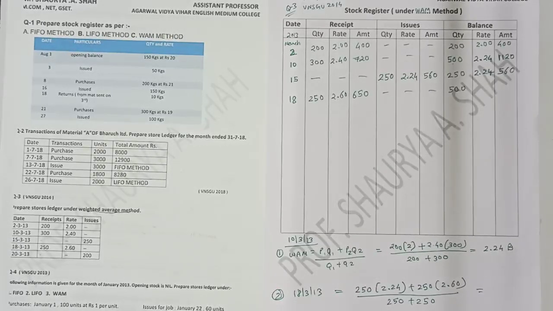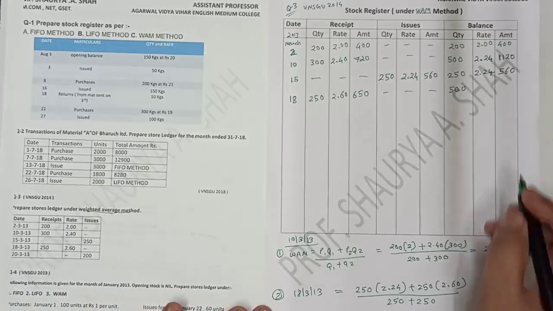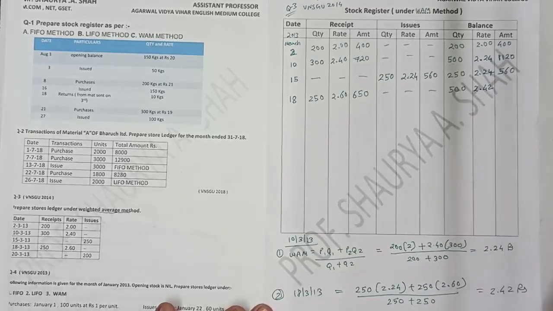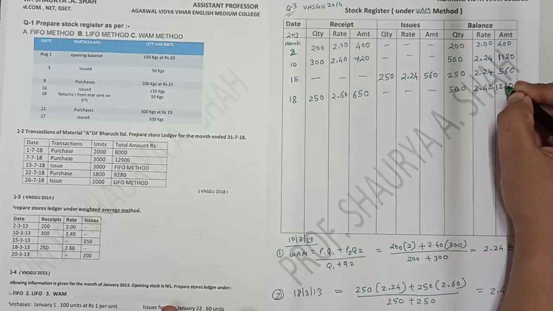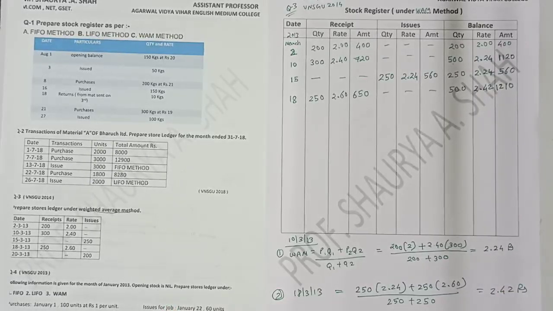So when you solve this, multiply 250 into 2.24, 560, plus 250 into 2.6, that is 650. So 560 plus 650 divided by 500, right, students? So I'll get the answer of 2.42 rupees. And it should be clear to each and everyone, right? So 2.42 rupees into 500 gives me the answer of 1210, right? So that gives me the answer of 1210. I hope it is clear till here, everyone, right? You should be clear with this formula, again repeating it, right?